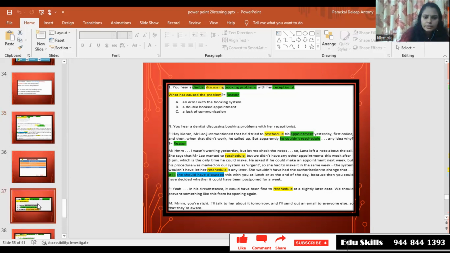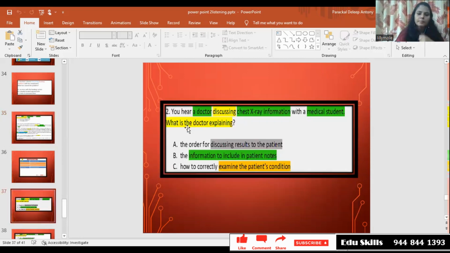Then the next question. Could any one of you please read this question? After discussing chest X-ray information with a medical student, what is the doctor explaining? Option A, the order for discussing results to the patient. Option B, the information to include in the patient notes. Option C, how to correctly examine the patient's condition.